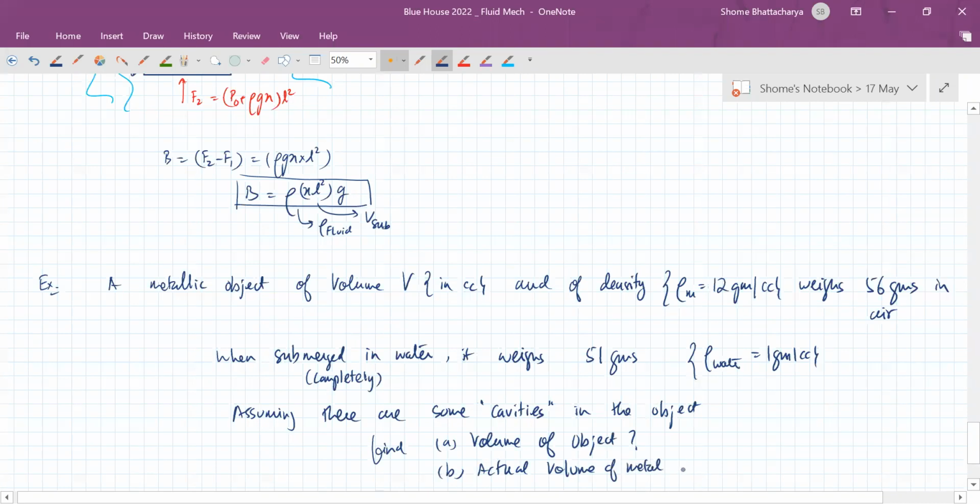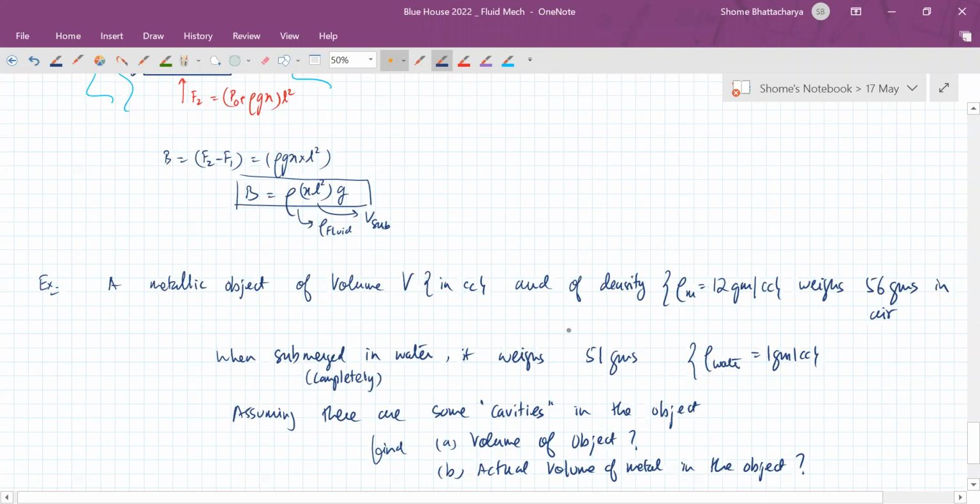The object has some cavities inside. What we'll assume here is that the cavities are inside the object, so water cannot get inside them. From outside it looks like a solid metallic object, but you know that inside there are some cavities. How do you know that? This data will suggest that.